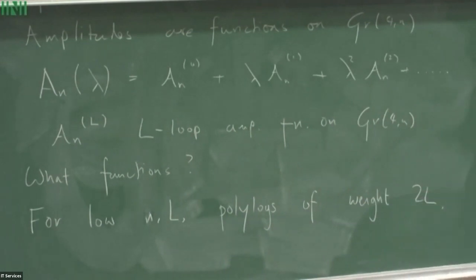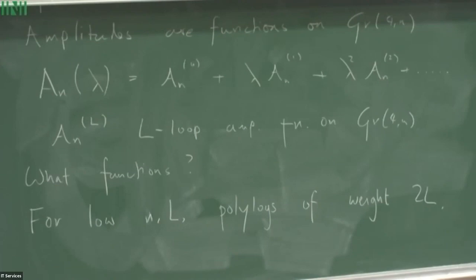Okay, so let me just remind you what a polylog of weight 2L, or a polylog of some weight, is. We have some function, we give it a weight k, and to be a polylog, we should say that its total derivative is a sum over functions of weight k minus 1, one weight lower, indexed by some finite set of rational or perhaps algebraic functions of our kinematic data. So these A's here are rational or algebraic functions on Gr4n, and I've got some finite set of those.